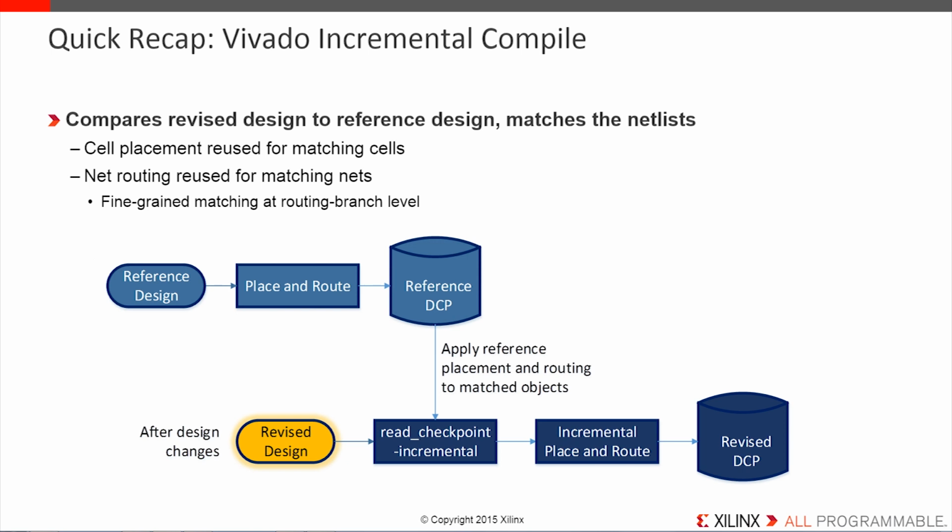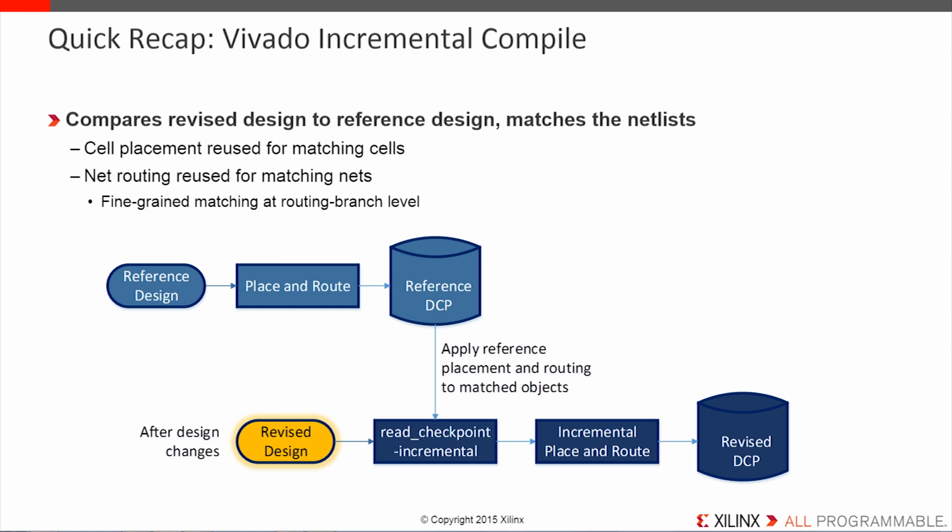To recap, the incremental compile flow reuses placement and routing for unchanged portions of a design to improve compile time and preserve design closure. As shown in the flow diagram, a completed design run that meets or is very close to meeting design goals is used as a reference design. The routed DCP of the reference design contains the placement and routing data.